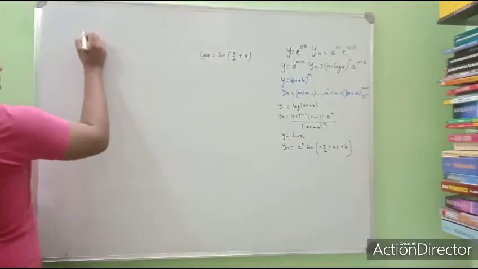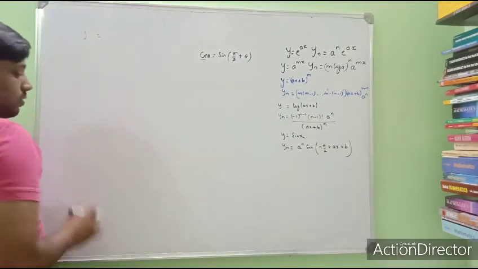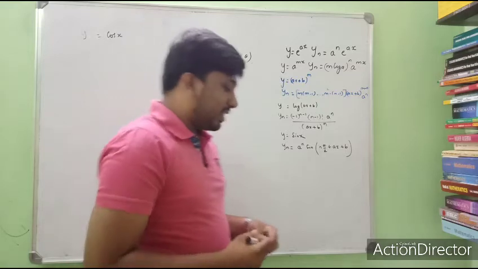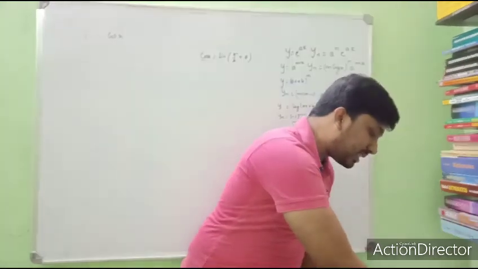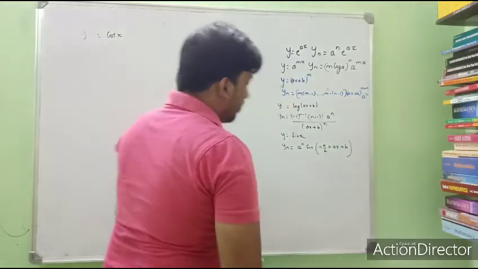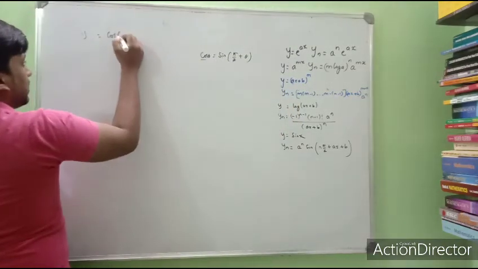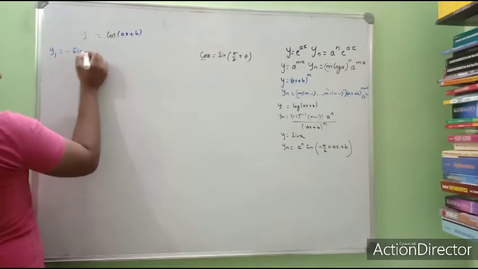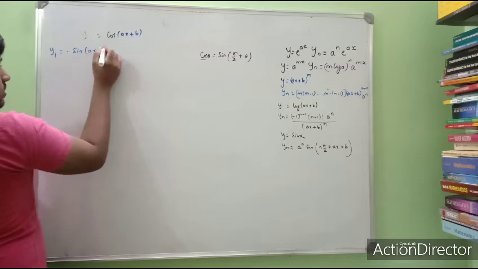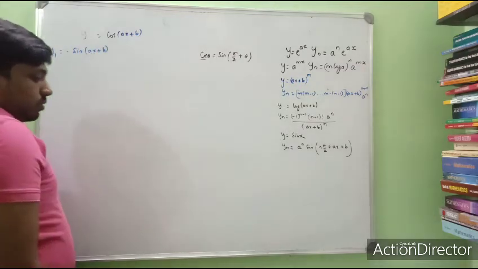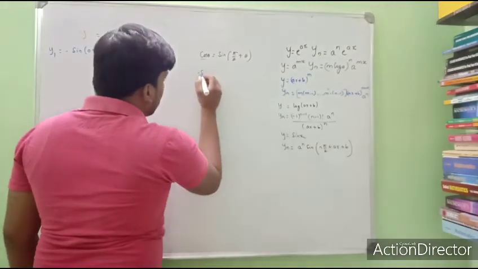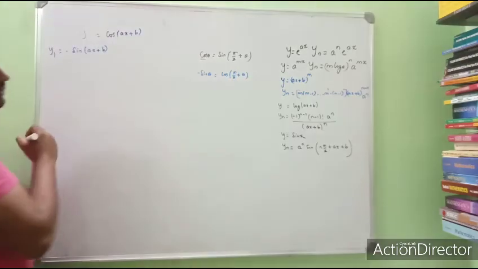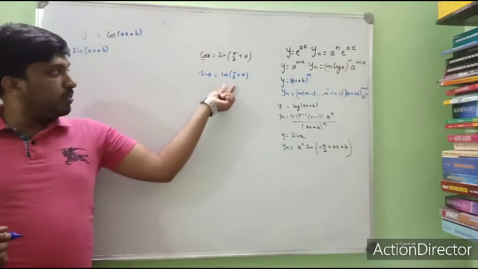Okay, so next function, the standard form. We have taken sine, let us take cos. What happens if we take cos of ax plus b? The first derivative is equal to minus sine of ax plus b. If we observe, minus sine theta is equal to cos of pi by 2 plus theta. Isn't it? Minus sine theta is nothing but cos of pi by 2 plus theta.